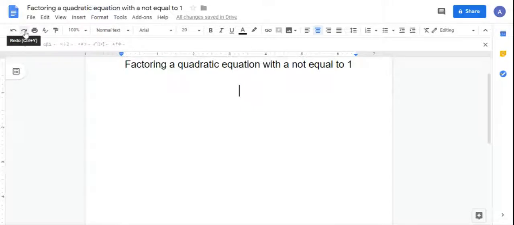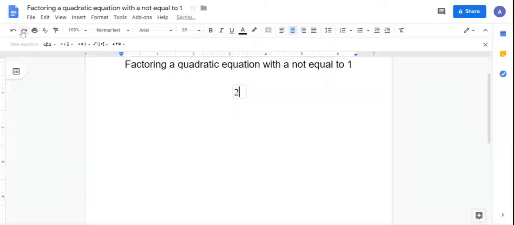So the very first thing that we want to do is set up our equation. The equation we're going to write down is 2x squared plus 5x minus 3. Whenever you have a quadratic equation that you want to factor where your a value is not 1, you can see that my a value here is 2.